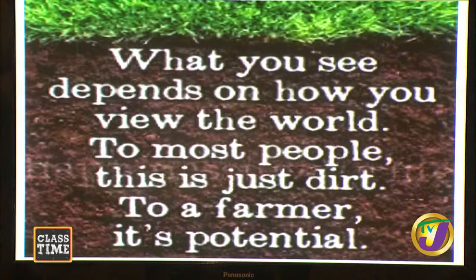So today's quote is, "What you see depends on how you view the world." To most people, this is just dirt. But to a farmer, it is potential. Again, to most people, this is just dirt. But to a farmer, a young farmer like you, see potential.